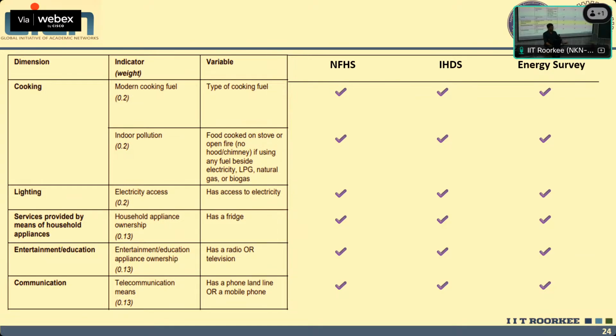Yes, we have actually added those upgraded indicators, which are actually utilized by the households at the present time.